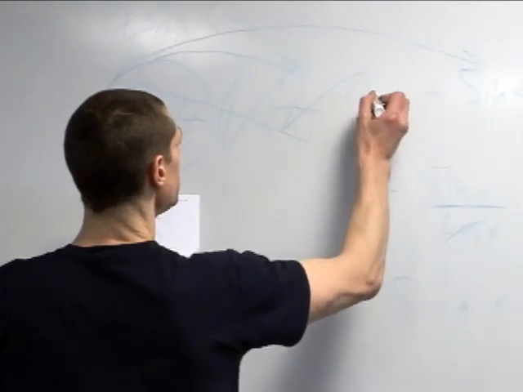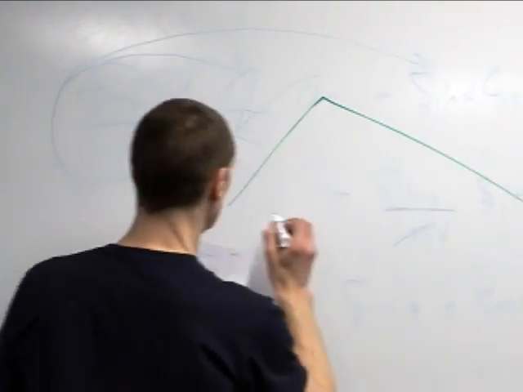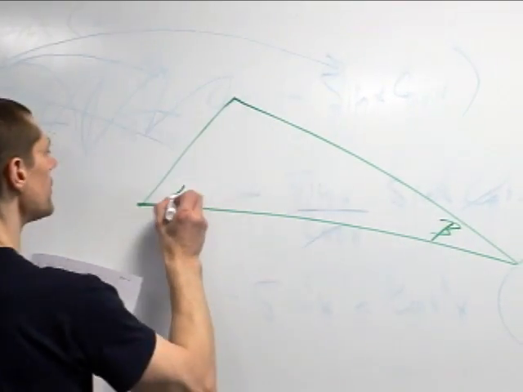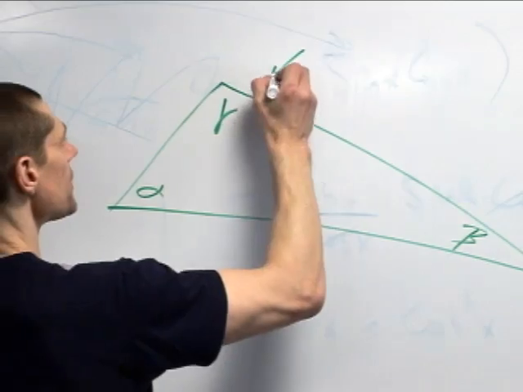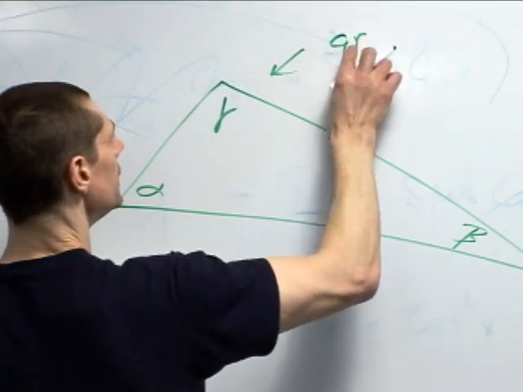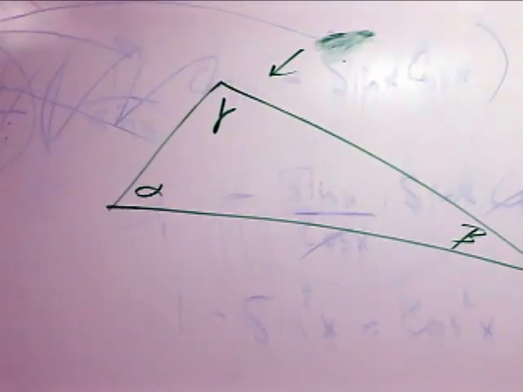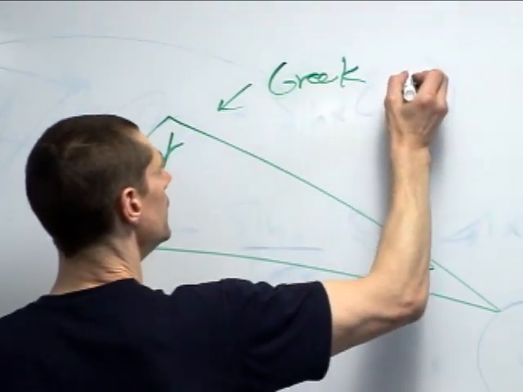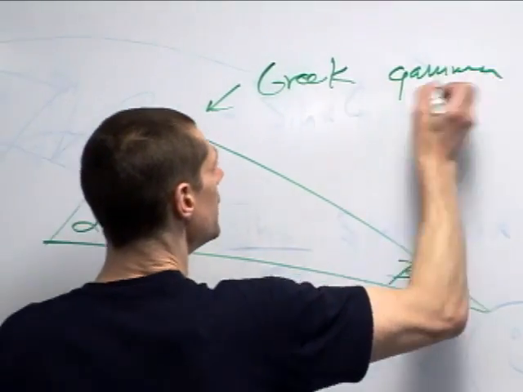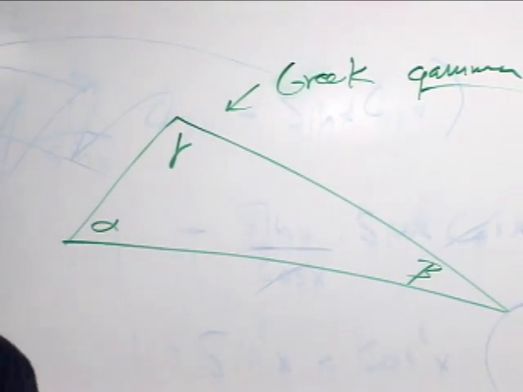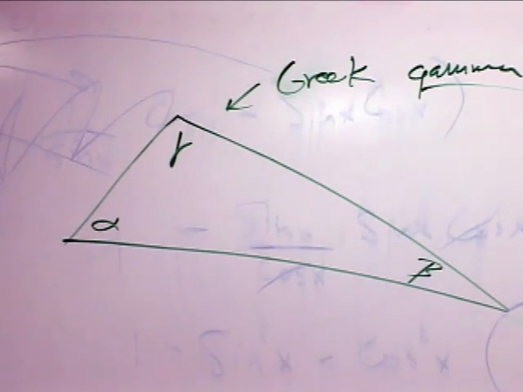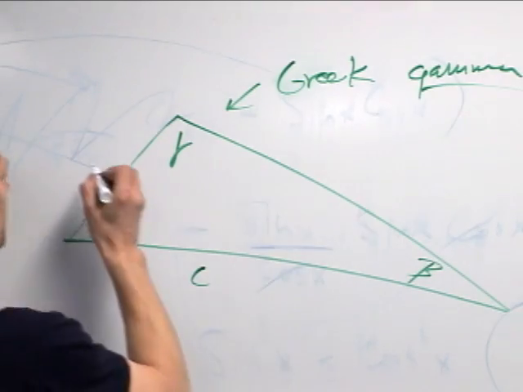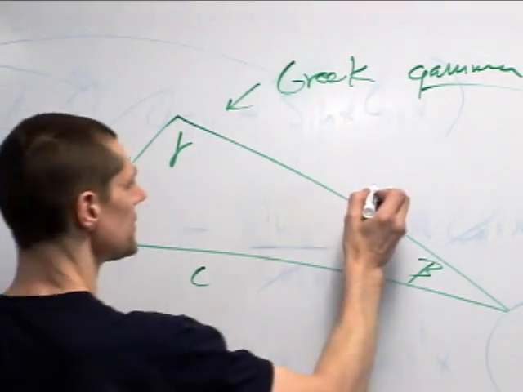And let me try and draw it as best I can. Okay, so here's angle beta or B. Here's alpha, and I'm starting to use gamma. This is the Greek letter gamma, and it's small gamma. And this is going to correspond to side C. This is side B, and this is side A.